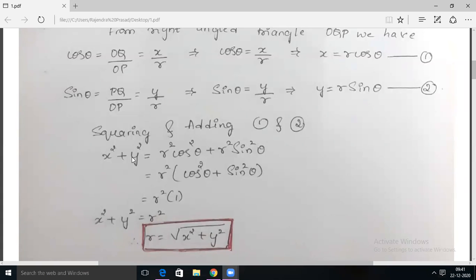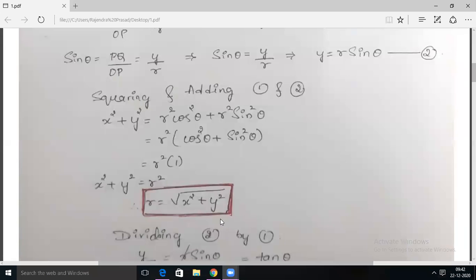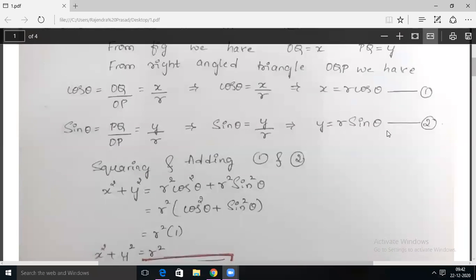On the left hand side we have x square plus y square. So x square plus y square is equal to r square. Actually we want r, so r is equal to square root of x square plus y square. So this is the first relationship between polar coordinates and Cartesian coordinates. r is the polar coordinate, and x and y are the Cartesian coordinates. So adding equation number 1 and 2 is over.